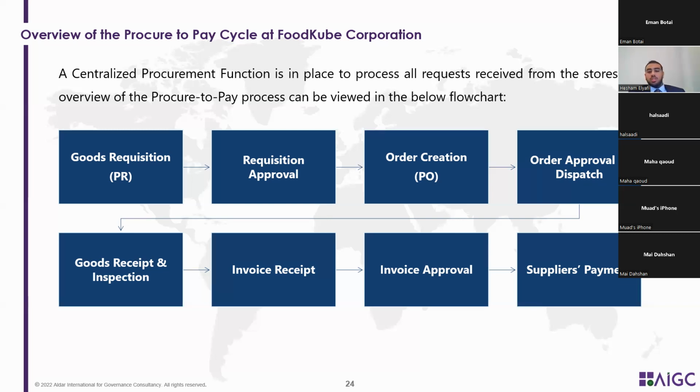Then once the PO is issued, the goods will be received, inspected, invoices will then be received, and then checked, reviewed against the goods received and against the POs requested. And then we will be paying for supplier payments.